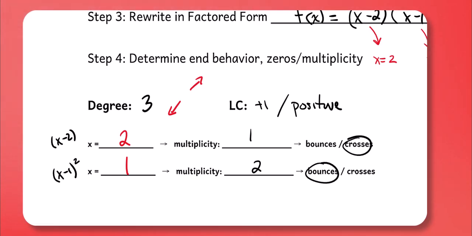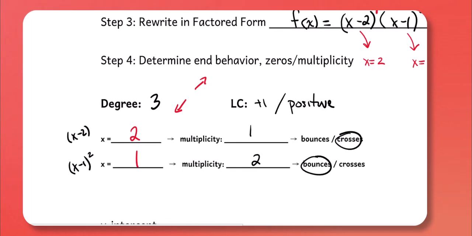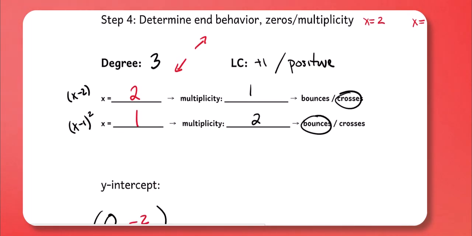Now, my first factor of x minus 2 gives me that zero of 2, x equals 2. My second factor, (x minus 1) squared, gives us a zero of 1, so x equals 1. The multiplicity is pretty straightforward: the first factor has a multiplicity of 1, and (x minus 1) squared has a multiplicity of 2. That means the first factor is going to cross, and the second factor is going to bounce because its multiplicity is even.